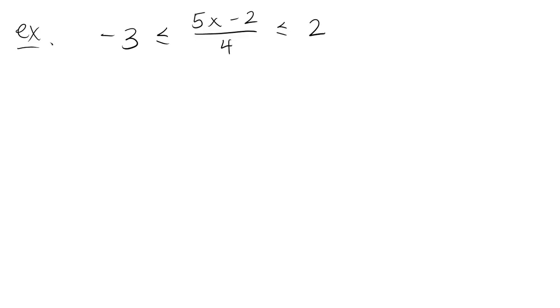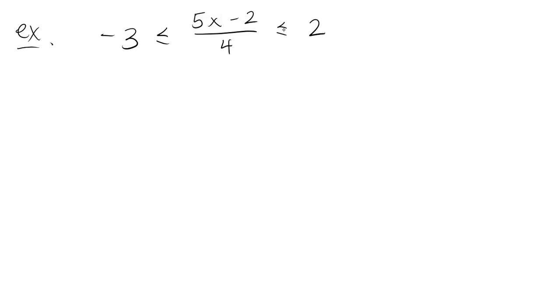Let's look at what we call a compound linear inequality. This is compound because we're considering two inequalities. We're saying that -3 is less than or equal to (5x minus 2) over 4, and (5x minus 2) over 4 is less than or equal to 2. So we call this a compound inequality. It's a linear inequality because the variable is only raised to the first power. How would we solve an inequality like this?